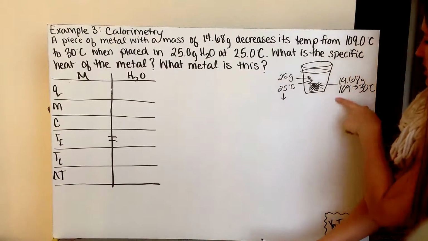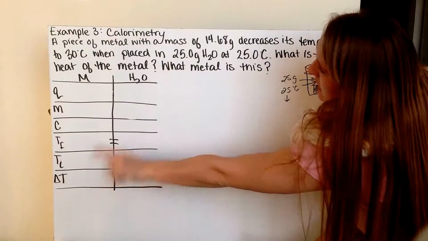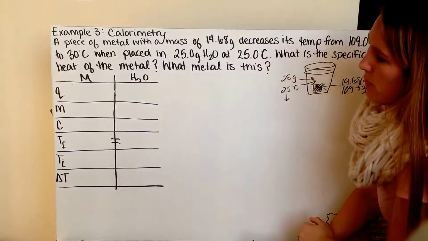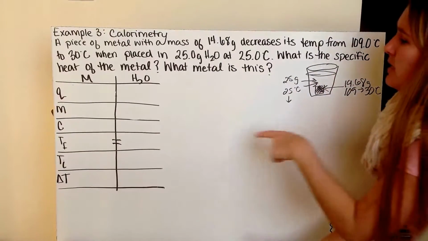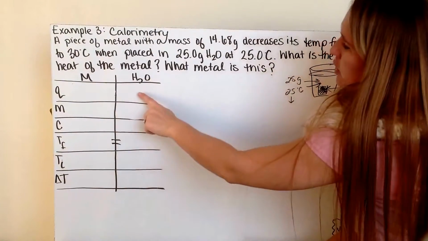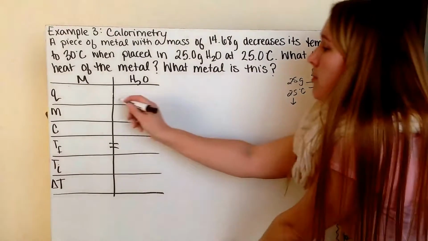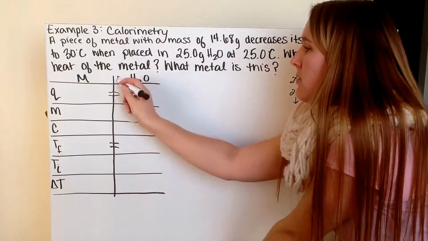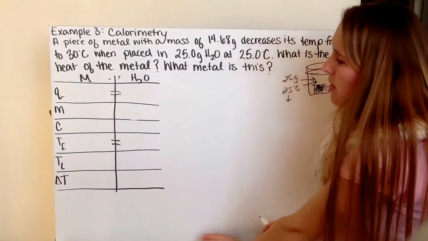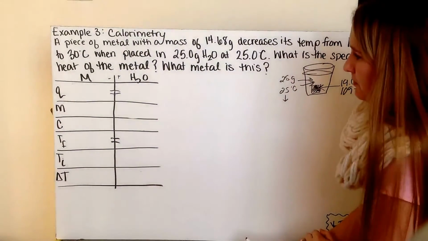I know I have a change in temperature, so I have to use Q equals MC delta T, and I list my variables just like before. Some things I know about this calorimetry problem. I know that my Q of my metal and my Q of my water, the amount of energy, is going to be equal but opposite in sign. So one is going to be positive and one's going to be negative. I know that my final temperature, both my metal and my water, are going to be the same.